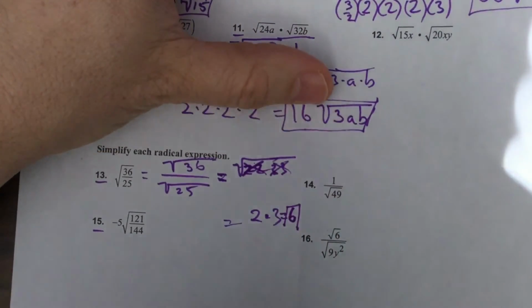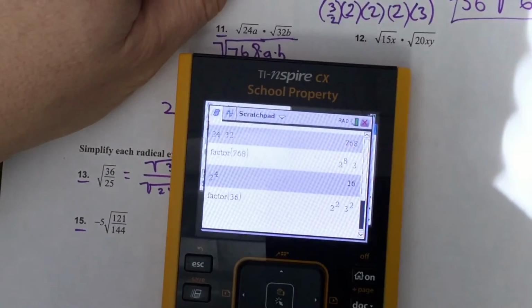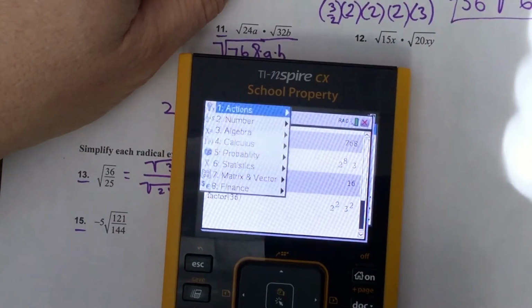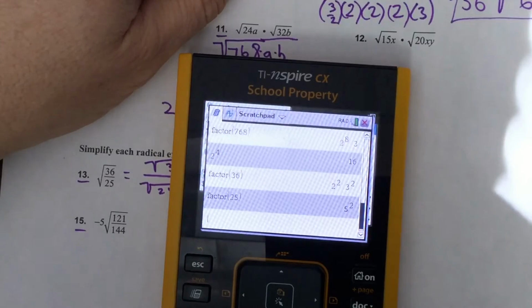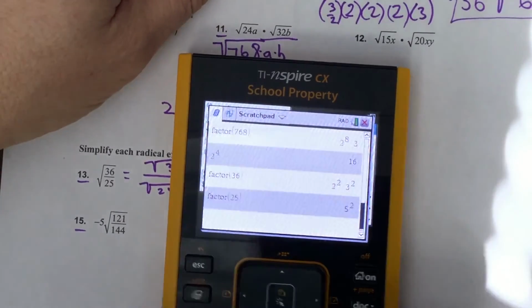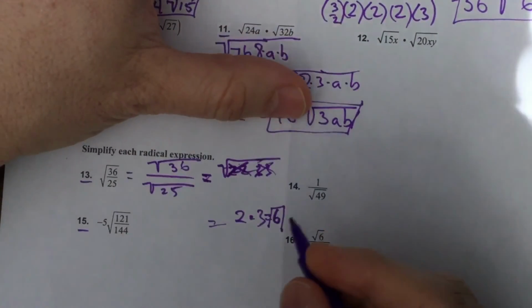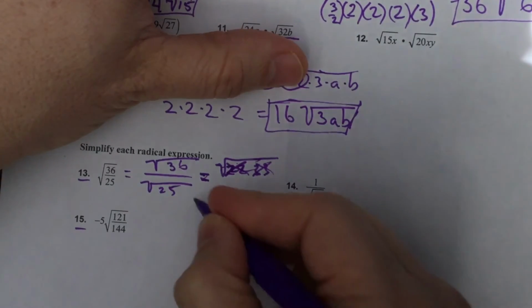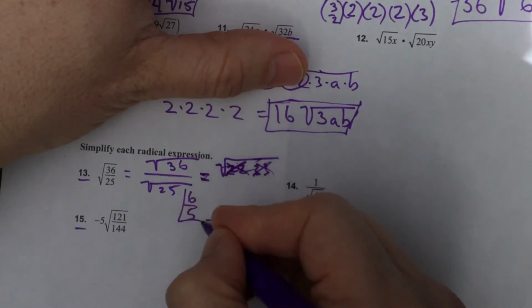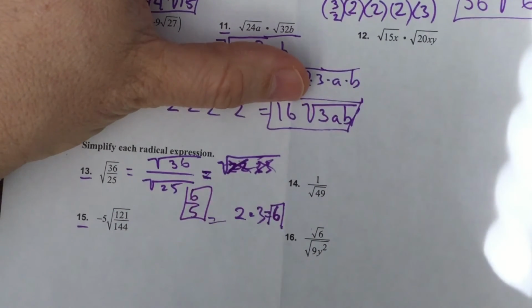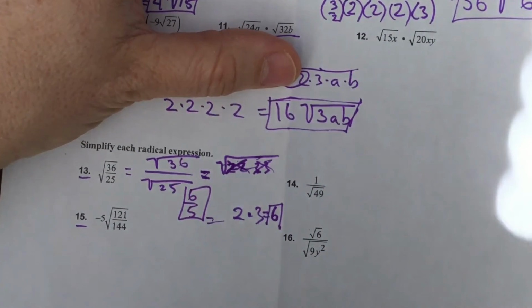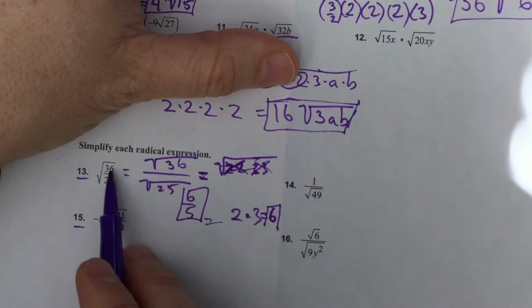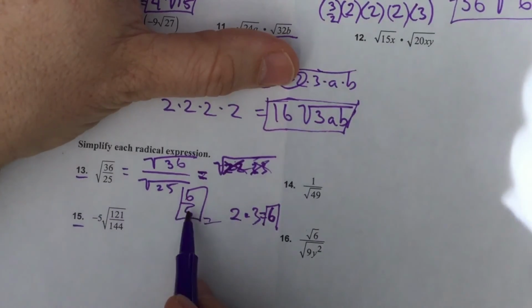Okay, how about the bottom number? I get the factors of 25. It's just a pair of 5's. 5 times 5 is 25. So that's going to give me 5 on the bottom. So I get 6 over 5 for my answer for that one. No more radical because they were both perfect squares. 6 times 6 is 36. 5 times 5 is 25.